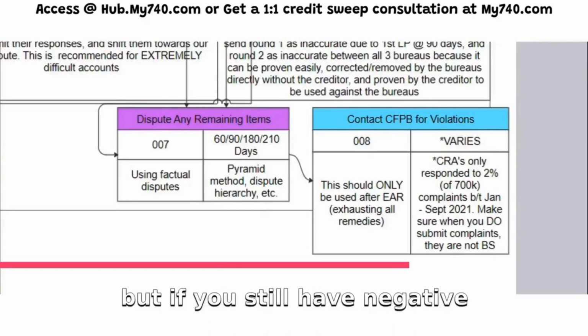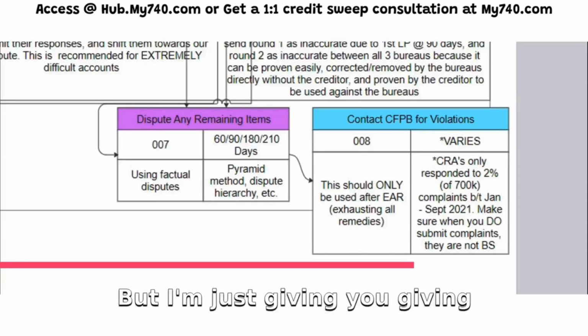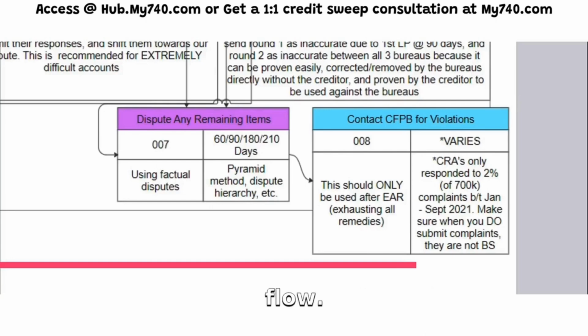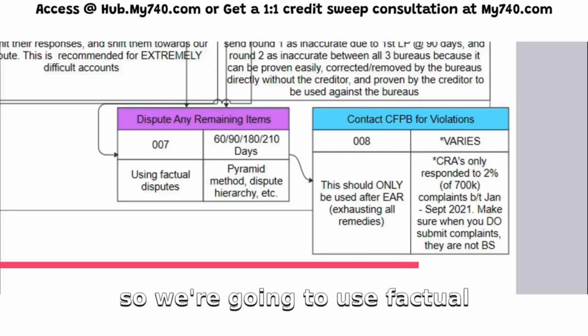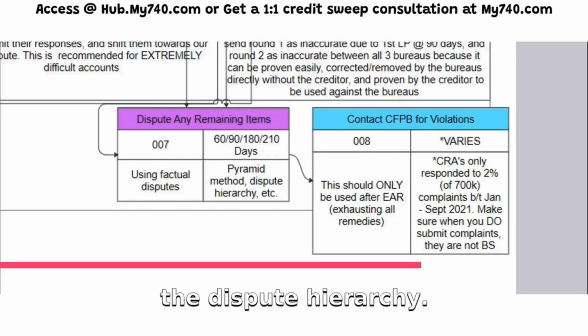But if you still have negative items, now, a bit of a caveat here, you can add a bunch of different tactics in here, but I'm just giving an example of a bulletproof credit sweep dispute tactics flow. Okay, so we're going to use factual disputes, and we're going to use the pyramid method, the dispute hierarchy, and so on and so forth, to remove the rest of those negative items.